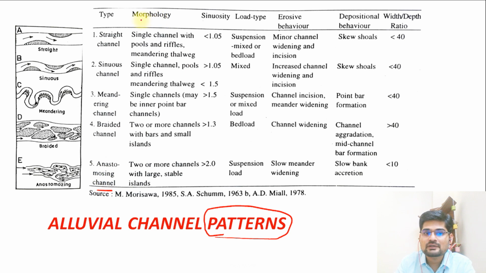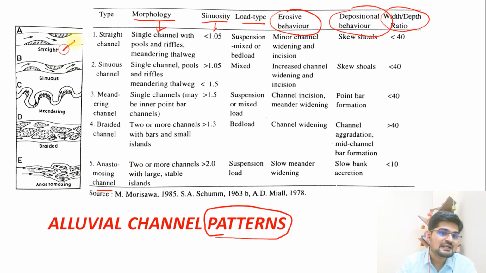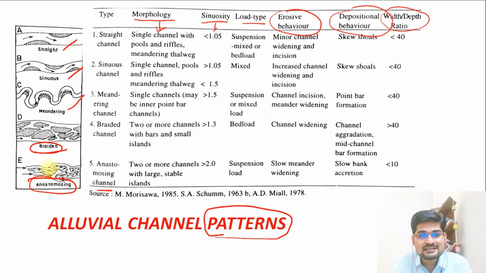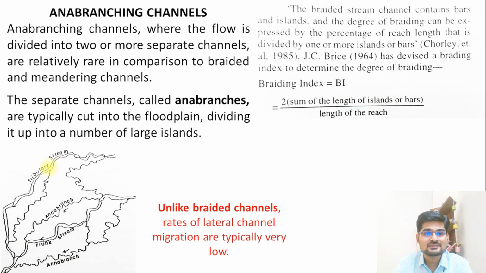What are the other important parameters here? It's morphology, that is its shape here. Its sinuosity index that we already know. Then its load type, its erosive behavior, its depositional behavior, and its width depth ratio. So these are the factors on which we have either straight pattern or sinuous pattern or meandering pattern or braided pattern or anastomosing pattern. Apart from these five patterns, there is a sixth pattern which is important, that is called anabranch channels.